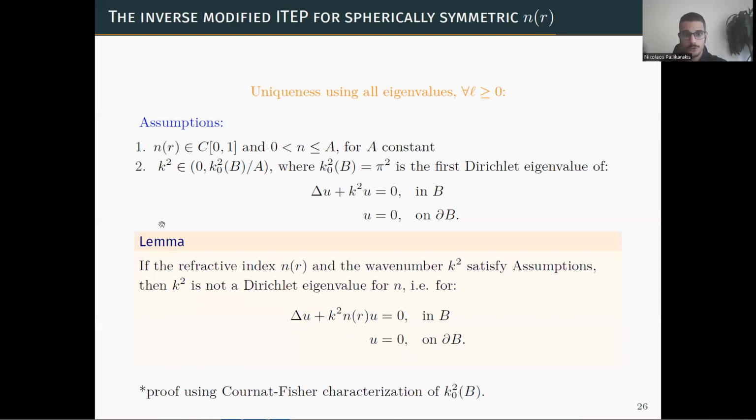Under these assumptions, we prove the following lemma: if the refractive index and the wave number satisfy these assumptions, then k squared is not a Dirichlet eigenvalue for the non-homogeneous Helmholtz equation in the ball. And this is a direct consequence of the Courant-Fischer characterization of the first Dirichlet eigenvalue. So under this assumption, k squared cannot be a Dirichlet eigenvalue. So we can use the previous results.